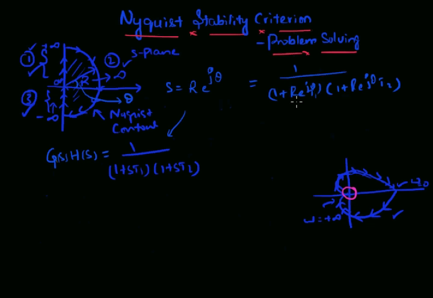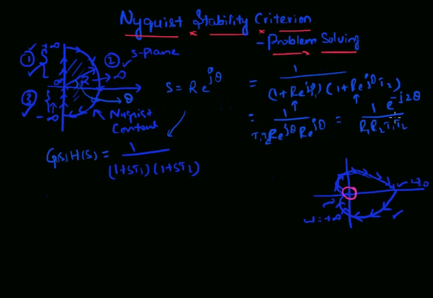Fine. Now we know that r is tending to infinity. It's a very high value, so we can neglect the 1. We can rewrite this again as 1 over r times e to the power j theta, times T1, T2, and r times e to the power j theta again. We can rewrite this as 1 over r squared T1 T2 times e to the power minus j 2 theta.